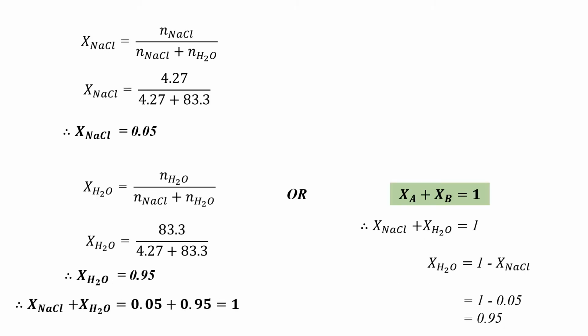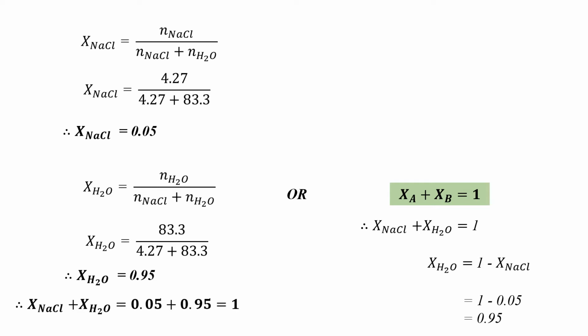Now, let's calculate the mole fraction of NaCl. X NaCl is equal to number of moles of NaCl divided by sum of number of moles of NaCl and water. On substituting the corresponding values of number of moles of NaCl and water and upon solving, you get the answer 0.05. Now, to calculate the second component, that is water, you can either follow the usual formula, or you can solve it in a much simpler way using the formula XA plus XB is equal to 1. Okay, now let's see how we solve it in the usual method.